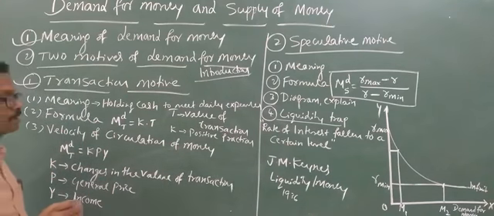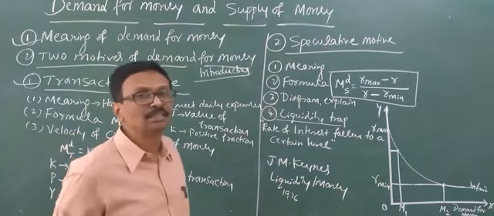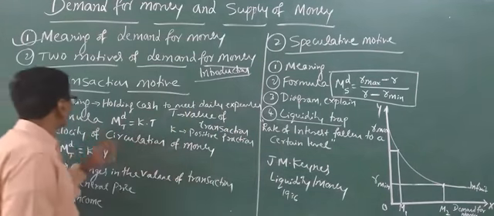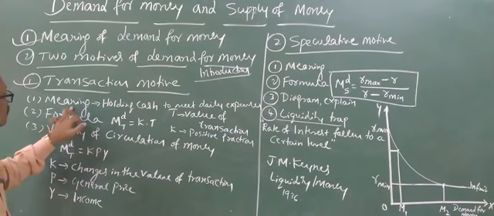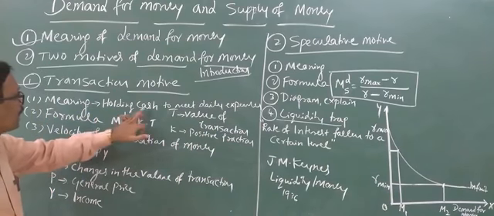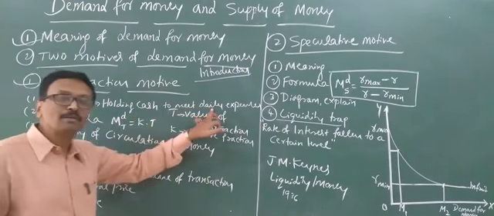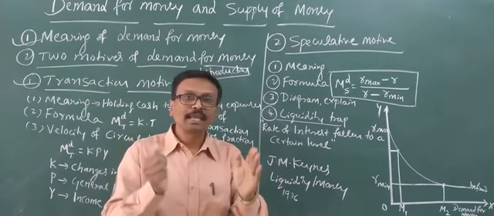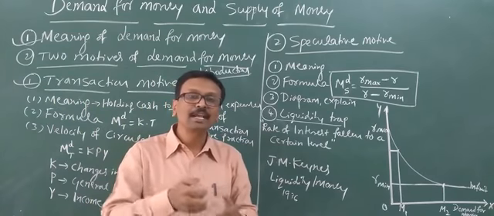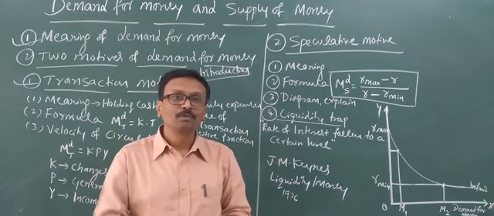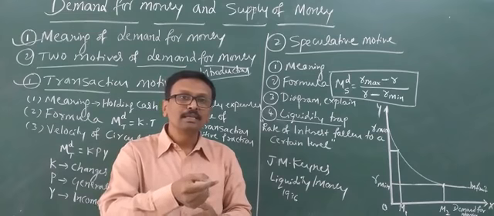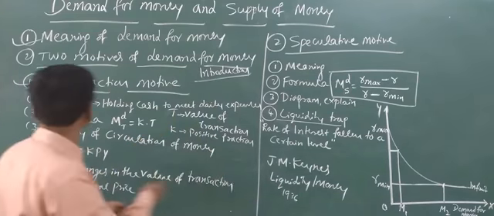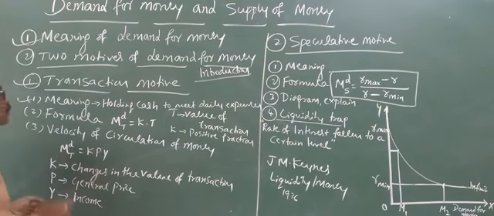Transaction motive: demand for money for transaction. Transaction motive means holding cash to meet daily expenditure. In the real society, people hold cash to meet day-to-day expenditure. So demand for money for transaction motive.